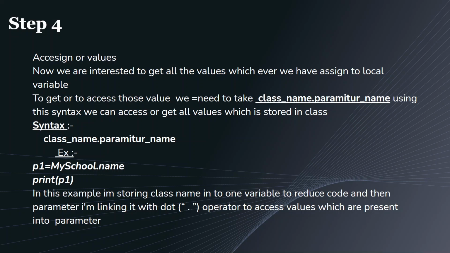Accessing values. Now we want to access the values which we have sent there. To access values we have to take our class name, dot, the parameter name which we have defined in the built-in function. In a practical way, I am defining here one variable which is equal to my class name and the parameter name, that is name, and when I print, my name will be printed. Here the dot operator will perform the function of linking. Okay, hope you have got it.